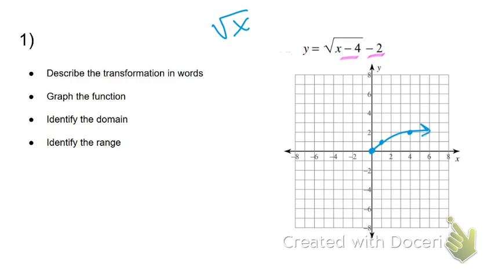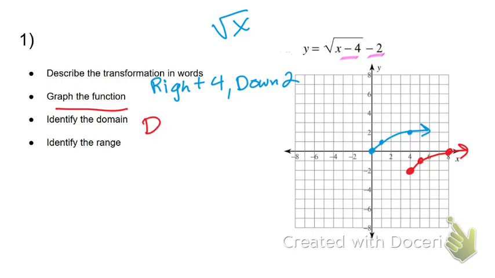When I describe this in words, this is going to go right 4 and down 2. So when I'm graphing, I'm going to move these points, right 4 and down 2. And that's my new graph.